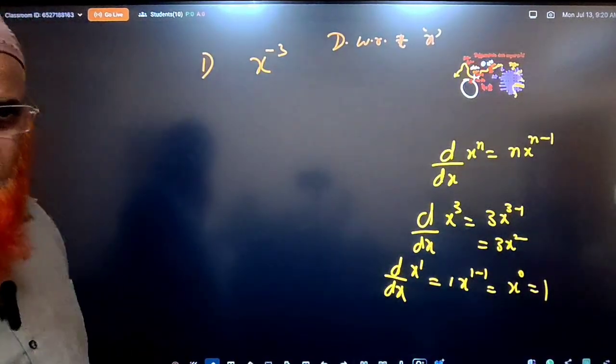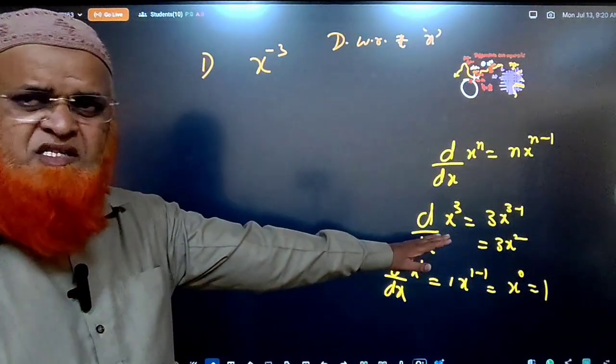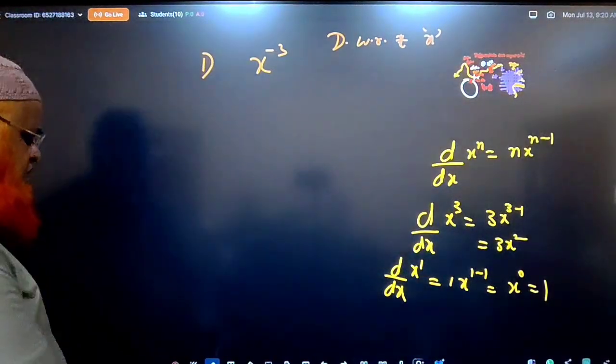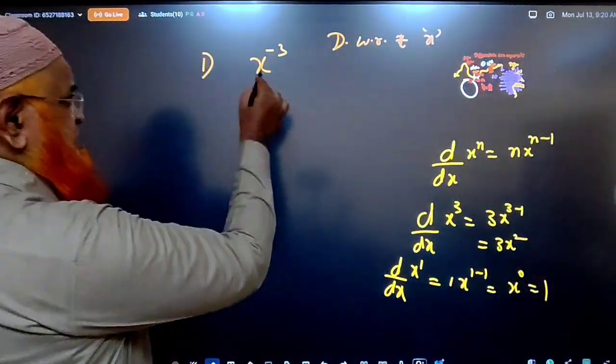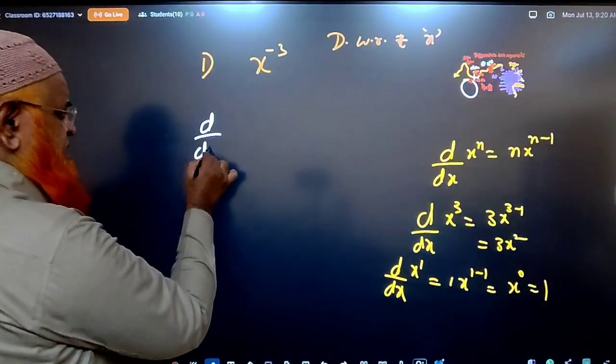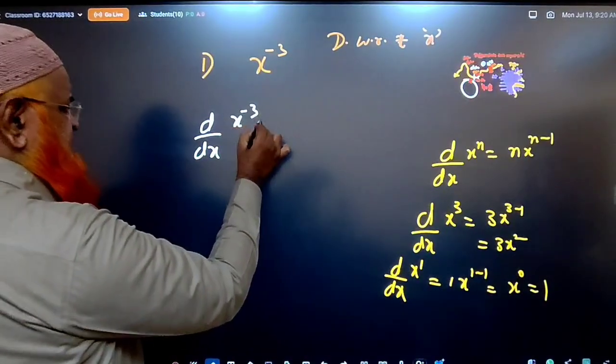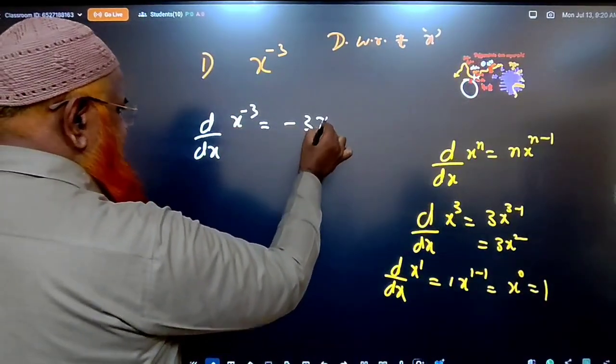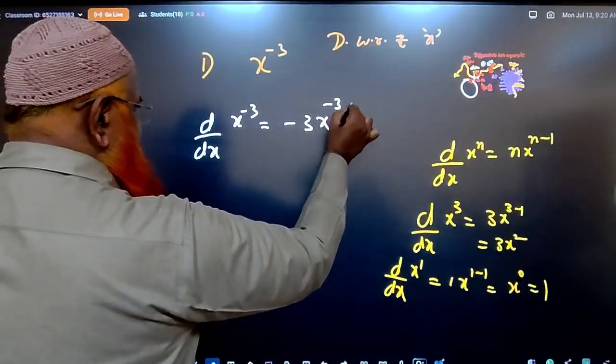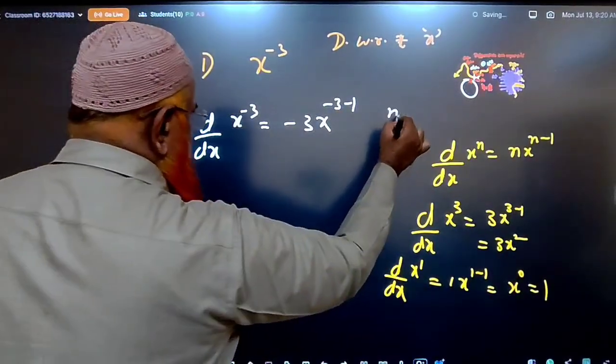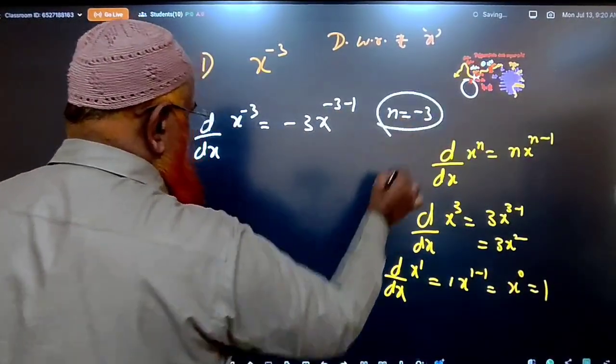Is it understood what I am saying now? It's a general formula for differentiation, but here in this case, if you observe, it is x power minus 3. So d by dx of x power minus 3 is nothing but minus 3 into x power minus 3 minus 1, because here n is going to be minus 3 in this case. Am I right or not?